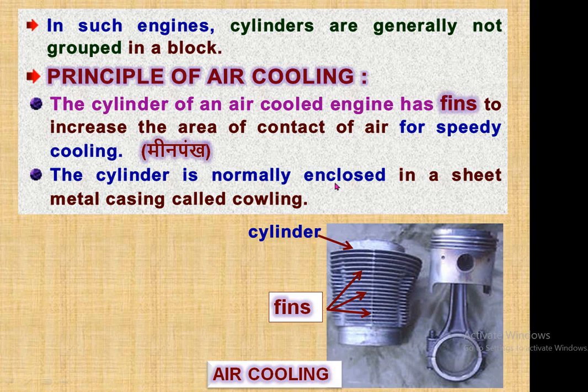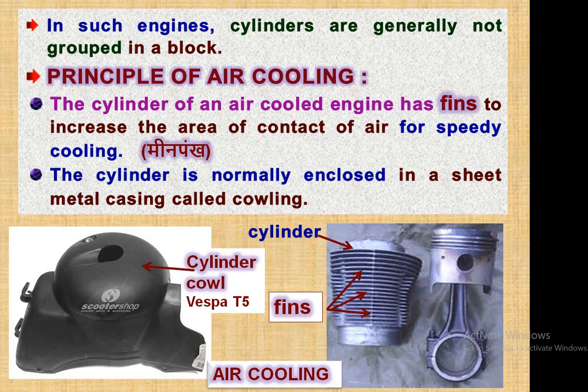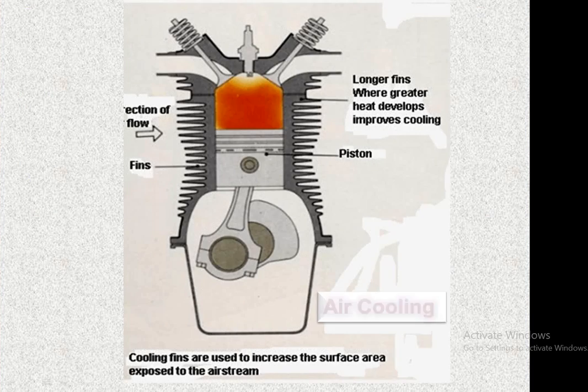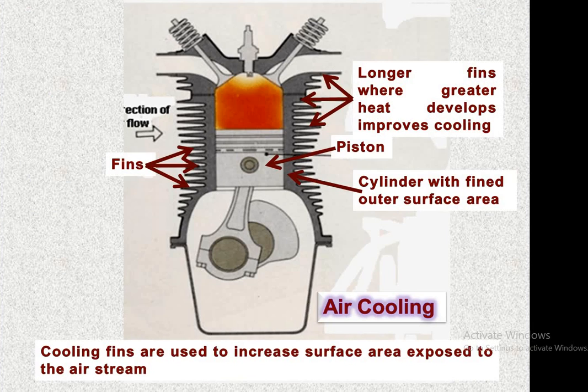The cylinder is normally enclosed in a sheet metal casing called the crowning. See, this is the crowning of the Vespa T5. So this covers the cylinder and air is introduced from this hole for efficient cooling of the engine cylinder. See, in this figure you can see the outer periphery or outer surface of the cylinder which has fins.